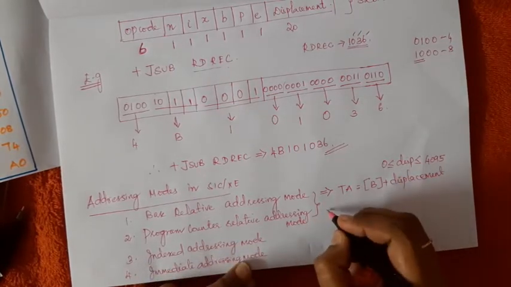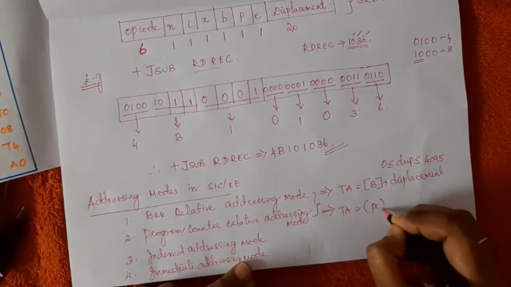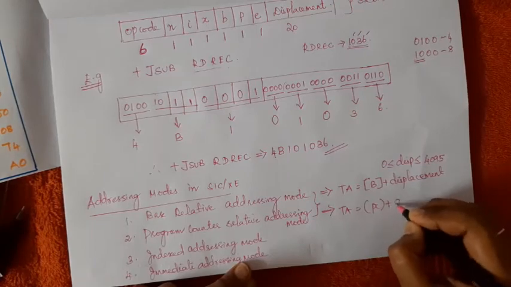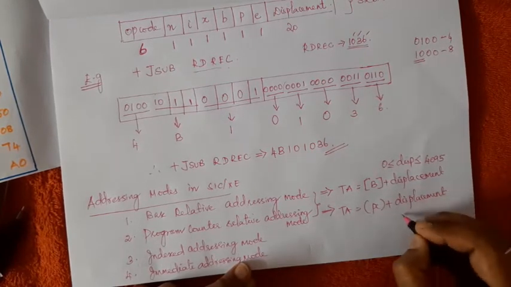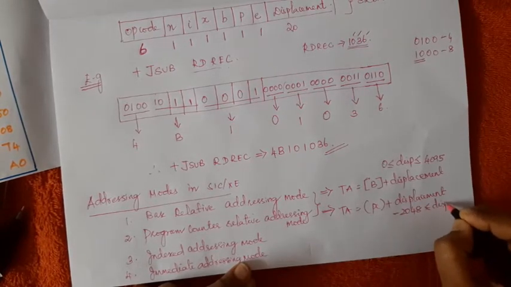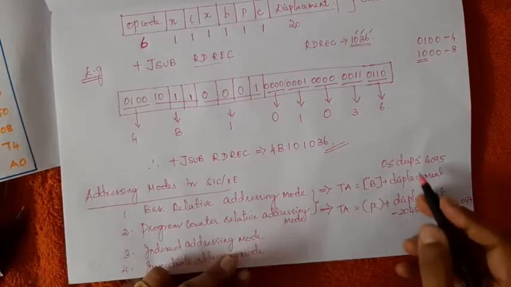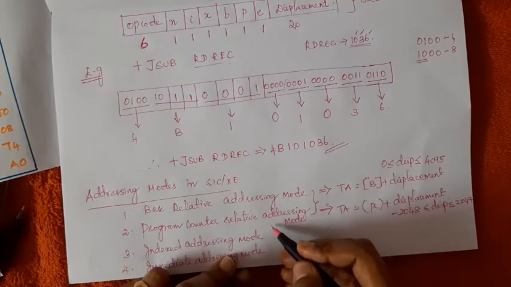Okay, and for the program counter relative addressing mode, the target address would be program counter, either you can put it like this or in square brackets, whichever it is, plus displacement. Okay, and the range would be minus 2048 less than or equal to displacement, within this range. Okay, so this is the range for calculating either base or program counter relative addressing.